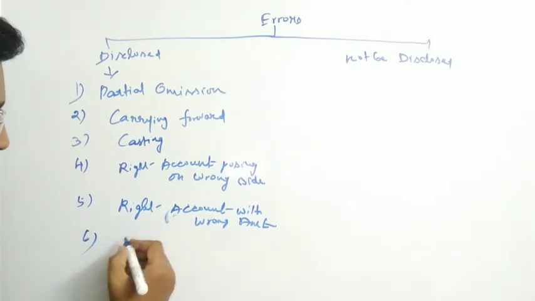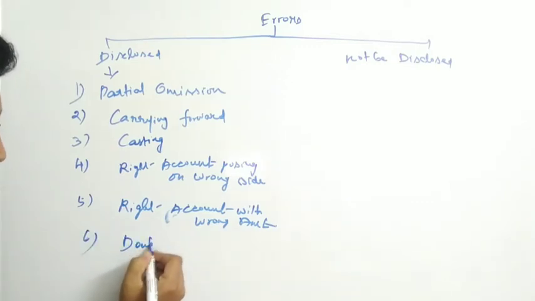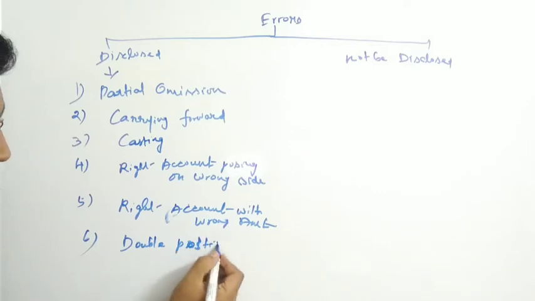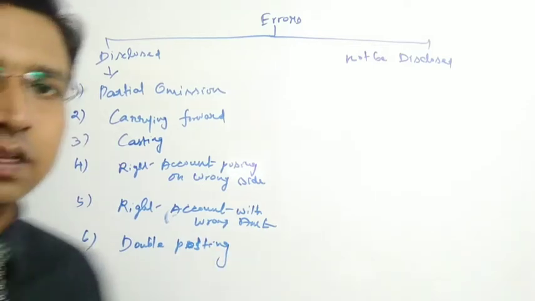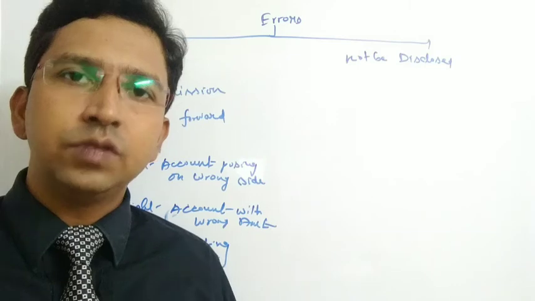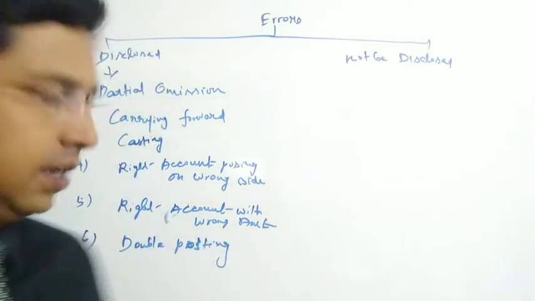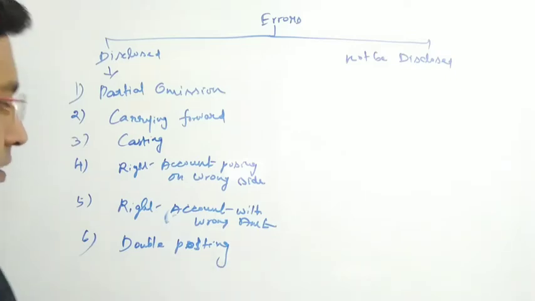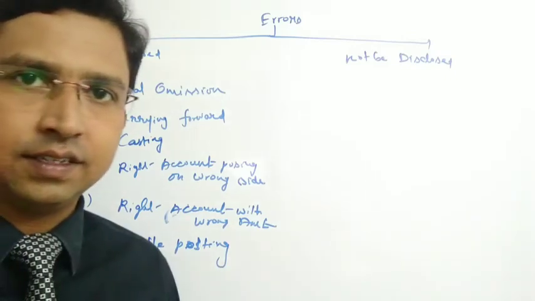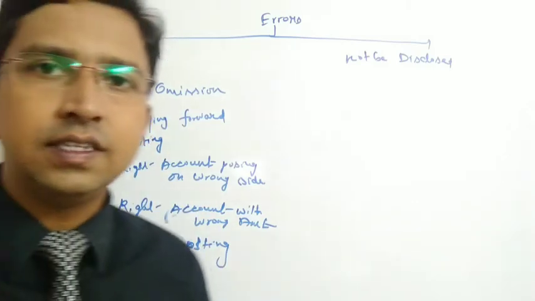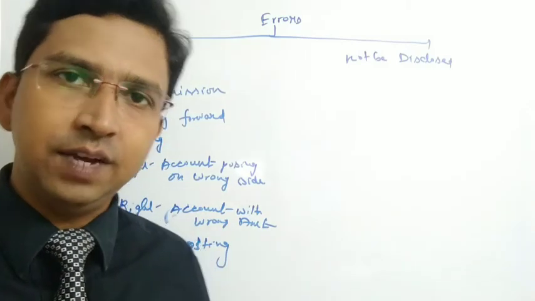And the last one is double posting. Without knowing, posting the same figure twice in an account comes under this kind of posting error. Then it is treated as a double posting error. These kinds of errors can easily be disclosed with the help of the trial balance.